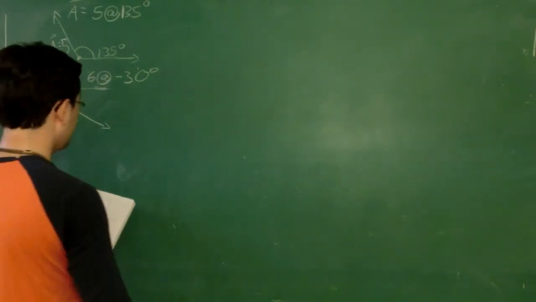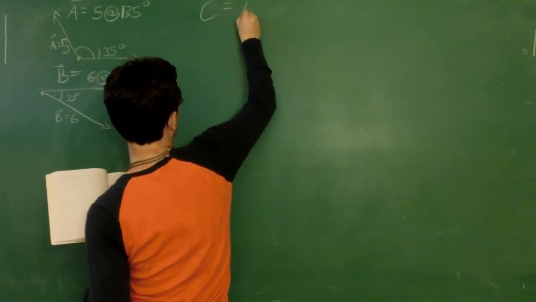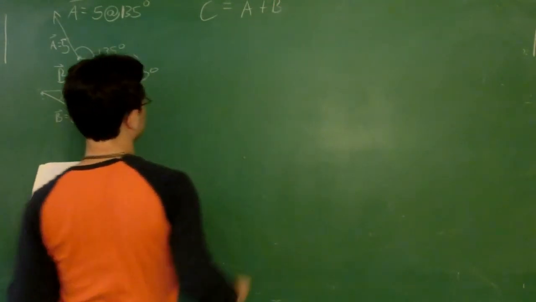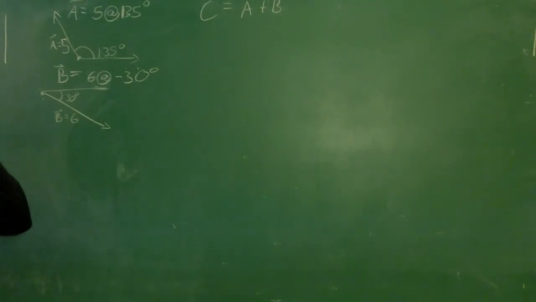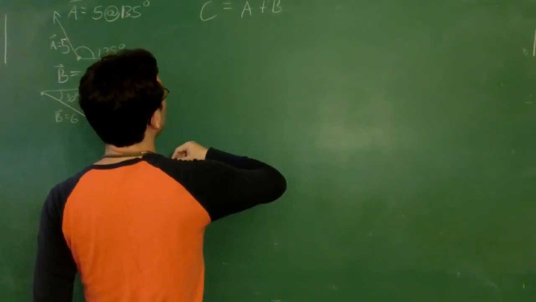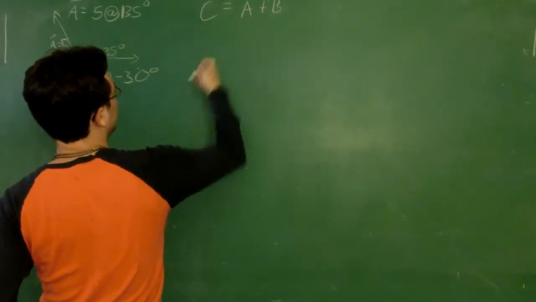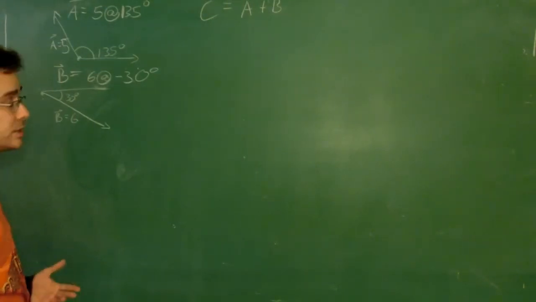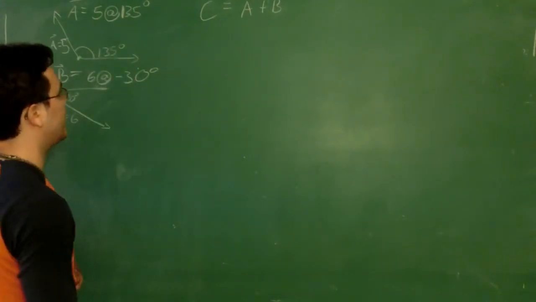I want to find some vector C that is A plus B. Alright? Shouldn't be too bad. Now this is our general equation that we want to solve, but right now it's not very useful to us because this is adding vectors. We can't just plug the numbers in there because a vector isn't just a number. It isn't just a magnitude. It also has direction, so we've got to take that into account.